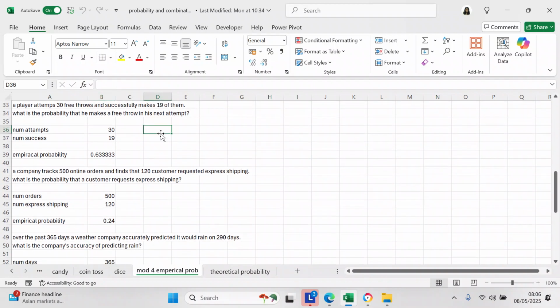The next question is, a player attempts 30 free throws and successfully makes 19 of them. What is the probability that he makes a free throw in his next attempt? The number of attempts is 30, and the number of successes is 19. So it's 19 divided by 30, which gives you 63%. So that's B37 divided by B36.